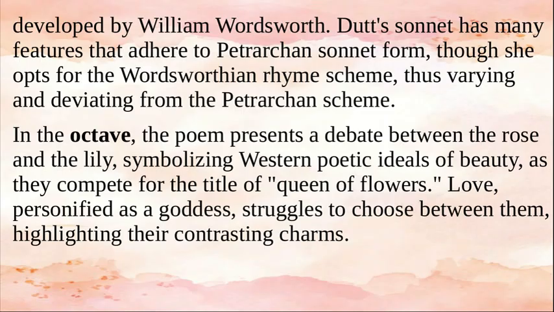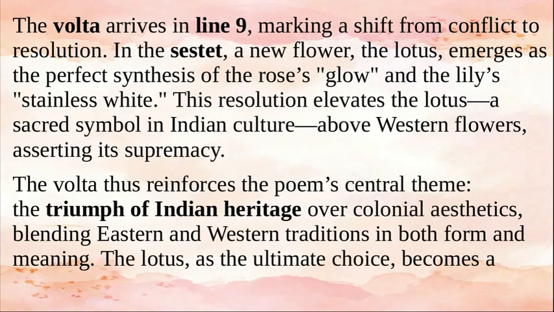In the octave, the poem presents a debate between the rose and the lily, symbolizing Western poetic ideals of beauty as they compete for the title of Queen of Flowers. Love, personified as a goddess, struggles to choose between them, highlighting their contrasting charms. The volta arrives in line 9, marking a shift from conflict to resolution.